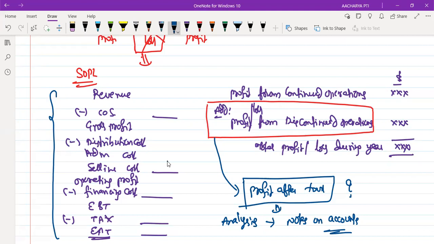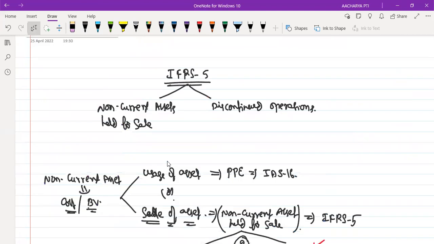The first one is what? Non-current asset held for sale. Second one is what? Discontinued operation. The classification, measurement, and presentation of non-current asset held for sale is required to be provided separately in the statement of financial position, and the profit or loss from the discontinued operation is required to be provided separately in the statement of profit and loss.